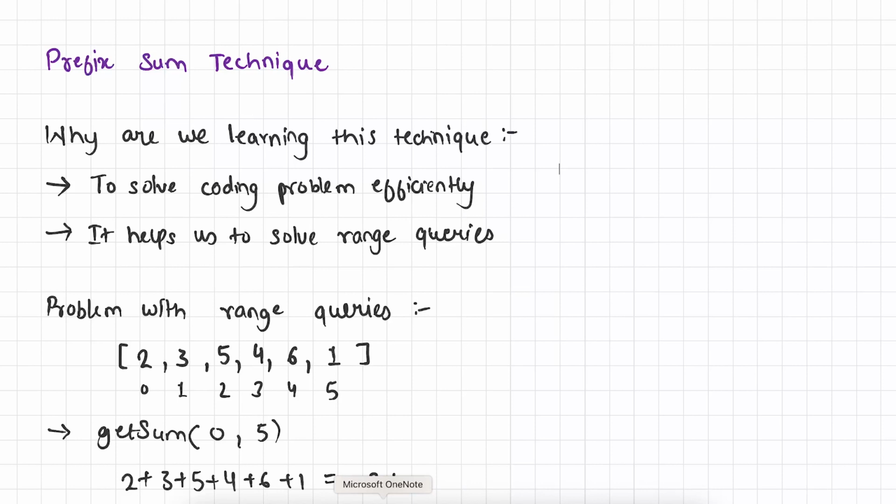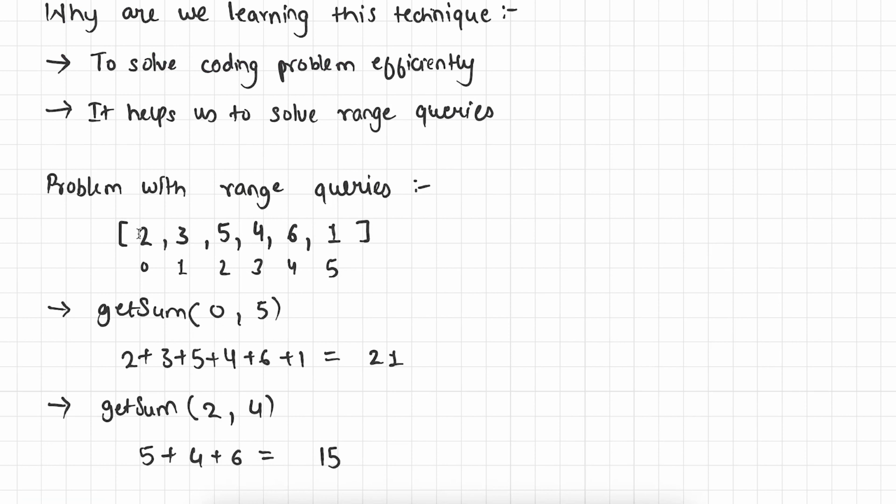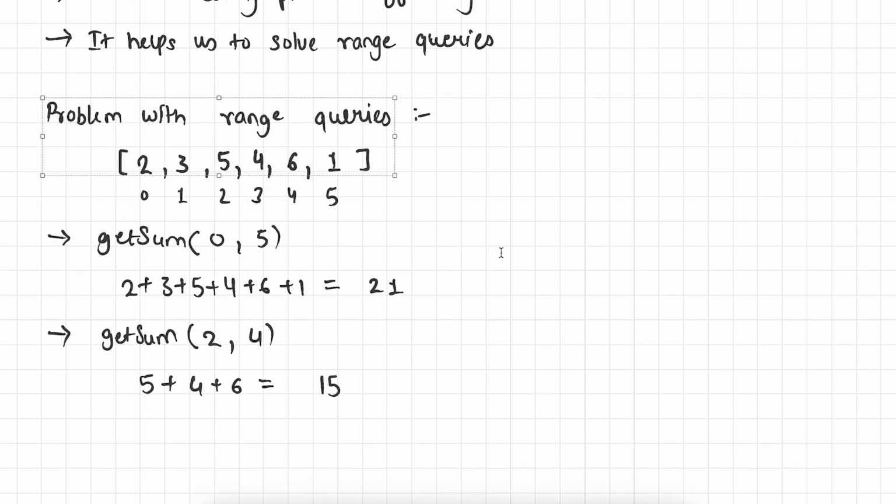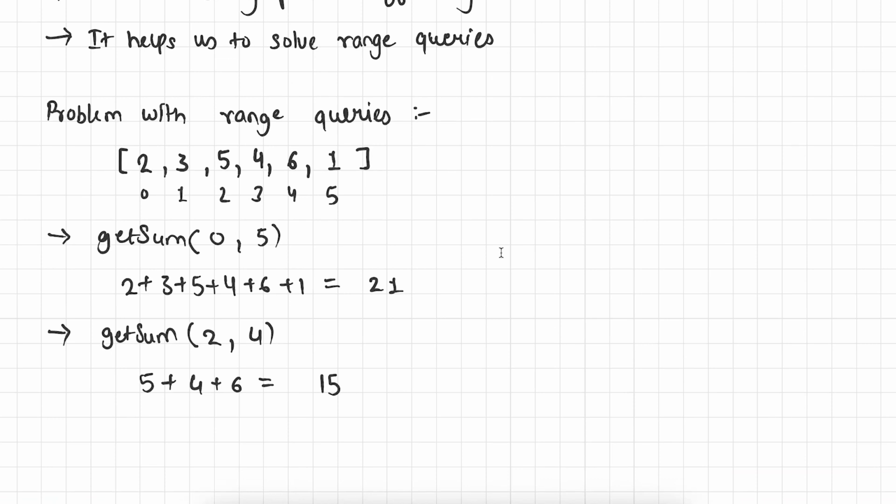Okay, but what does it mean by range queries? Let me show you. Let's say you are given an array like this: 2, 3, 5, 4, 6 and 1. And you are asked to give the sum between index 0 and 5. In this case, what would you do? Your approach will be simple. You just go to index 0, then 1, then 2, then 3, then 4 and then 5, and you sum all the numbers and get the sum of the range between 0 to 5, right? This is what you do, guys.